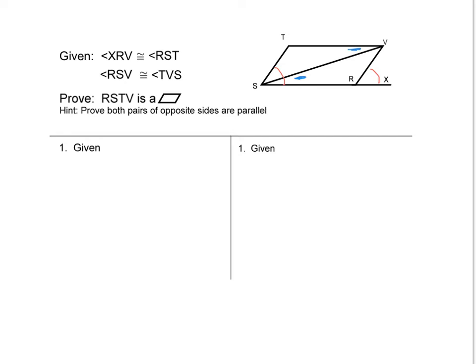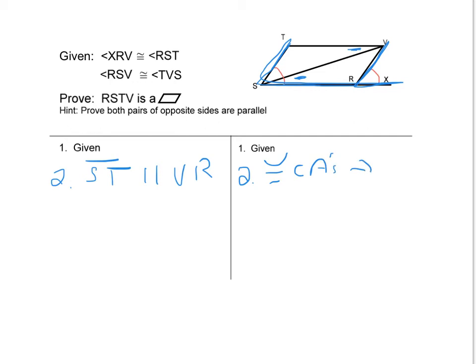That's our first step. Our next step is we're going to say, okay, well, if angle TSR is congruent to angle XRV, the red angle is right there, we see the corresponding angles. In fact, we see this big letter F right here. We have corresponding angles, so therefore ST is parallel to VR, and the reason is congruent corresponding angles yield parallel lines.